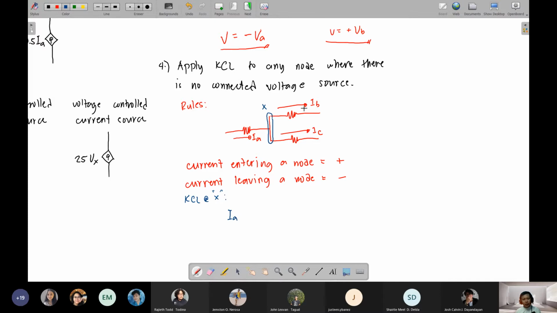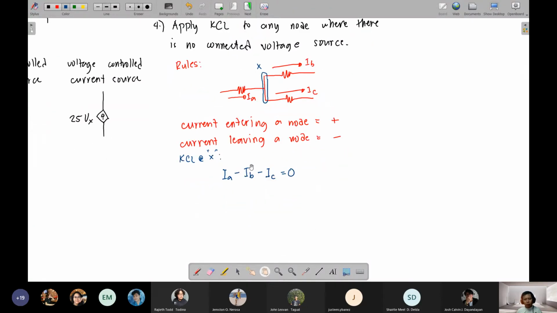And then for IB, this is basically your IB leaving node X. So that is current leaving a node, so it will be negative, so minus IB. Okay? And then lastly, IC is also leaving node X. So if it is leaving, of course, it is negative, so negative IC. Okay? Since there is no other current involved in or connected to node X, then equate to 0. The same with KVL. Always equate to 0.